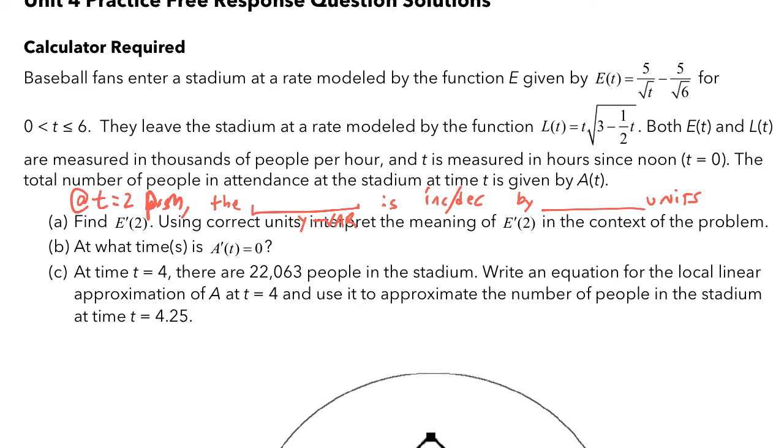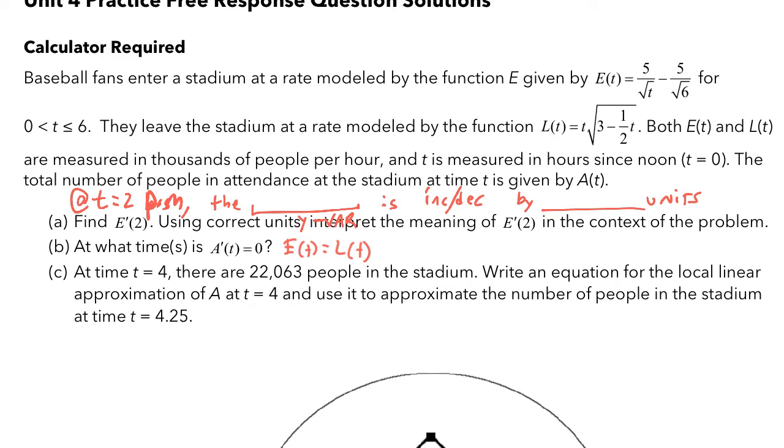Oh, okay. So what I could do is simply say A prime of t is 0 whenever E of t equals the other one, L of t. Whenever the entering and leaving are equal to each other, A prime is going to be 0. Because E and L are already rates, so I don't actually have to take the derivative of this.